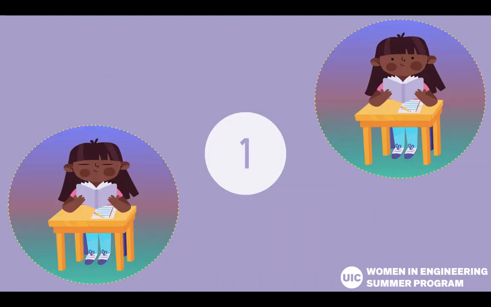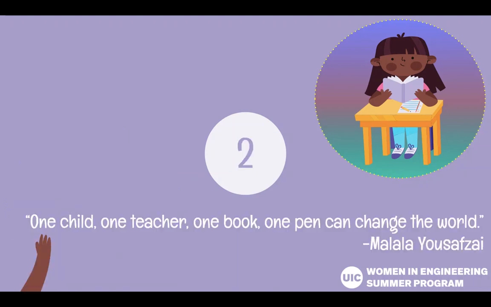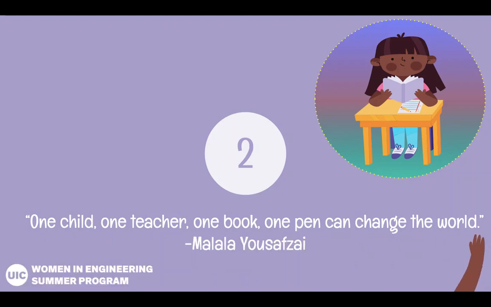Now let's take a look at this example. So in order to read a sentence, first you will like to open your eyes, then you will go word by word, and you will either say it out loud or you will say it in your mind, right? So we would go: one child, one teacher, one book, one pen can change the world.